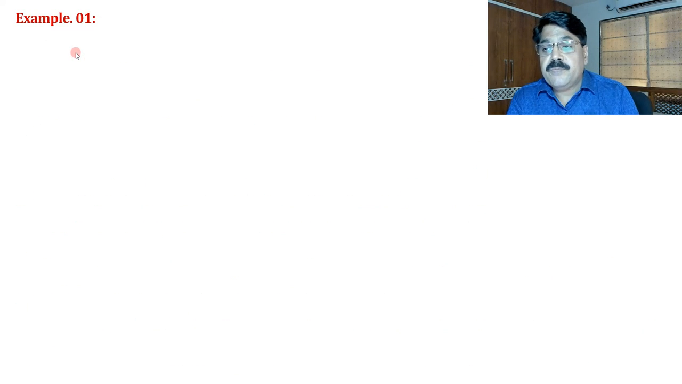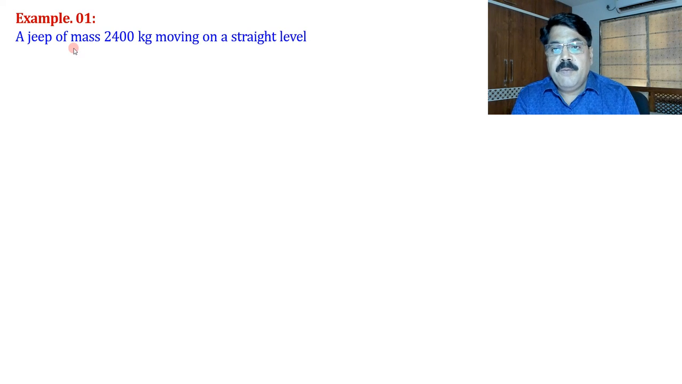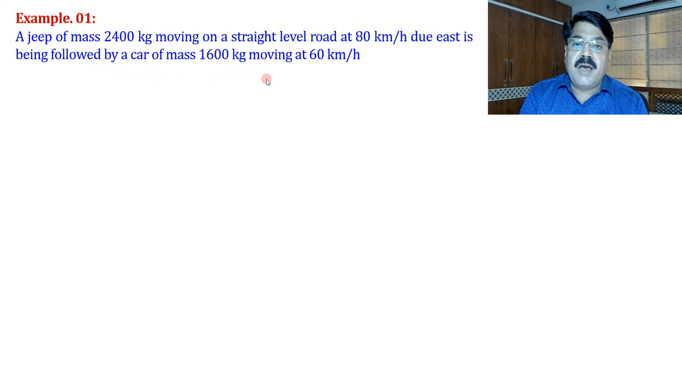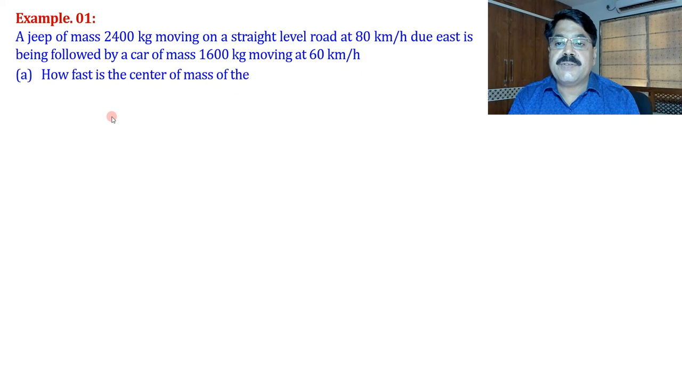Say example 1. What is that? A jeep of mass 2400 kg moving on a straight level road at 80 km per hour due east is being followed by a car of mass 1600 kg moving at 60 km per hour. So both jeep and car are moving in the same direction, east. Jeep has velocity 80 km per hour. The car has velocity 60 km per hour. What is asked? How fast is the center of mass of the two cars moving?